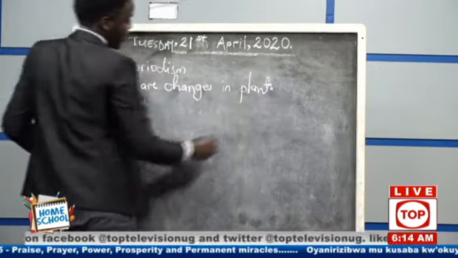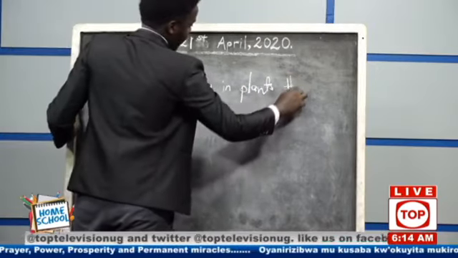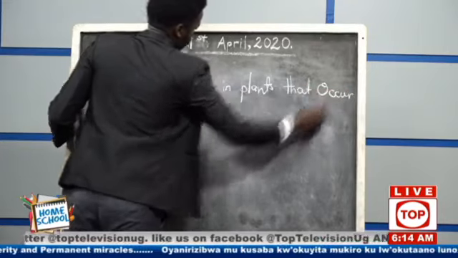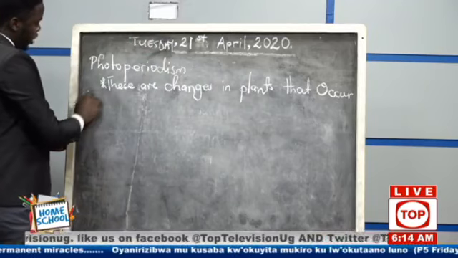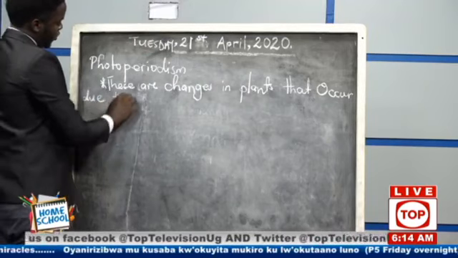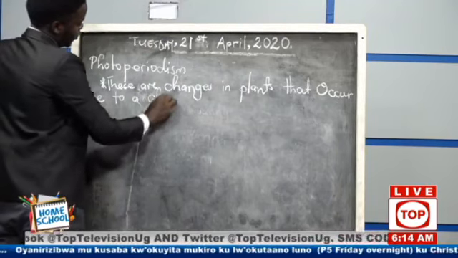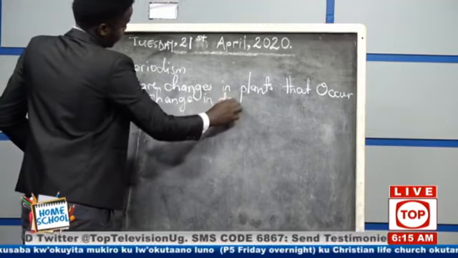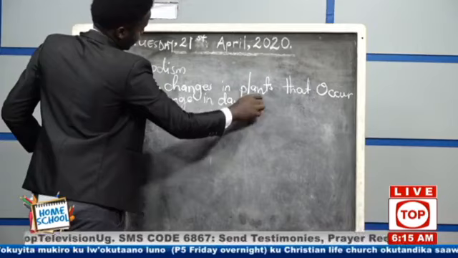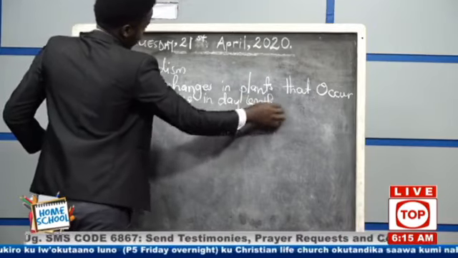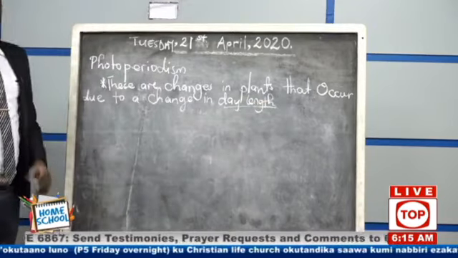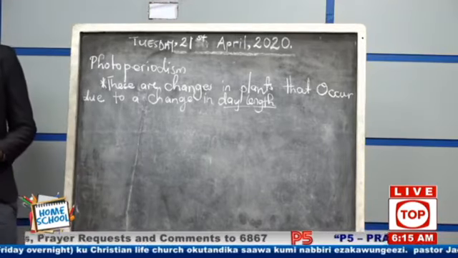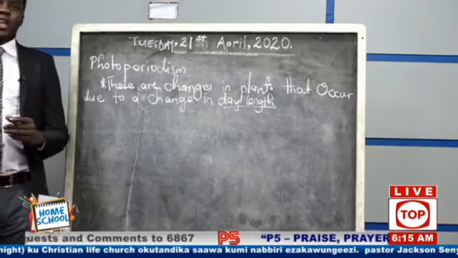These are changes in plants that occur due to a change in day length. In other words, photoperiodic changes occur when the length of the day changes.